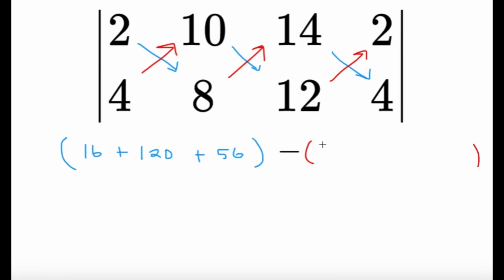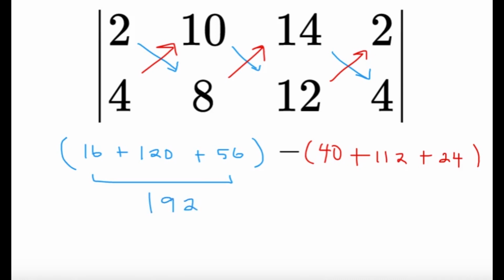So 4 and 10, that's going to give me 40 as a product. 8 and 14, that's going to give me 112 as a product. The 12 and the 2, that's going to give me 24. After doing this, what I have to do is simply take the blue sum. Now I can easily get it here. It's going to be equal to 192. And for the red sum, this is equal to 176. So I have 192 minus 176, and you can easily work out the math. That's going to give us 16.